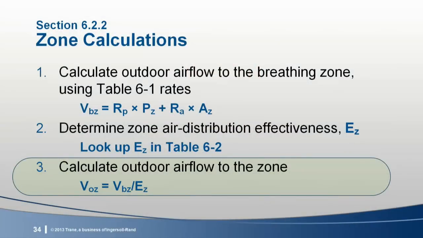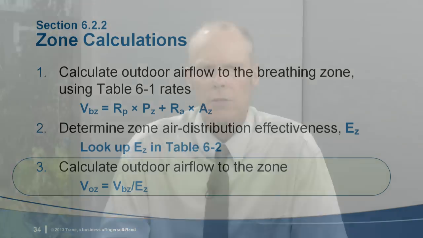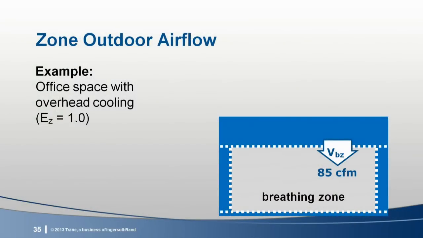Now that we know both the volume flow of outdoor air to the breathing zone and the effectiveness of the air delivery system, we can calculate the volume flow of air that must be delivered to the space. V sub OZ is simply the required flow to the breathing zone divided by the effectiveness of its delivery. Going back to our office example, the outdoor airflow that must be delivered to the breathing zone is 85 CFM. During the cooling mode, cool air enters the space through the overhead diffusers and returns through grills in the ceiling. From Table 6-2, we find the zone air distribution effectiveness to be 1.